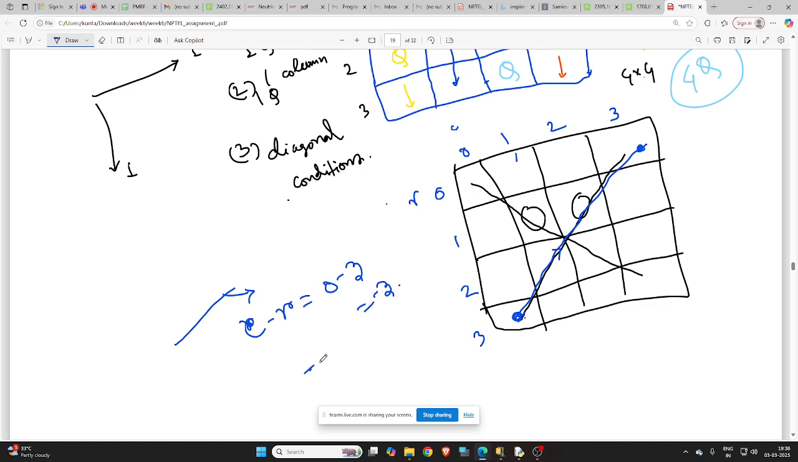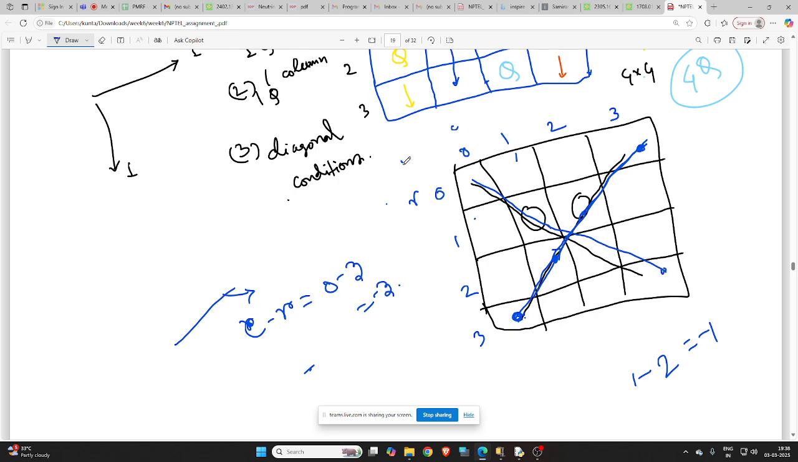Now coming to the next cell, this one, I mean 1 minus 2, which is minus 1. Now there should be some relation: 2 minus 1, 3 minus 0, and then this is like 2 minus 1 and 3 minus 0. So there is a specific relation for this diagonal. Similarly, there is a specific relation for this diagonal.